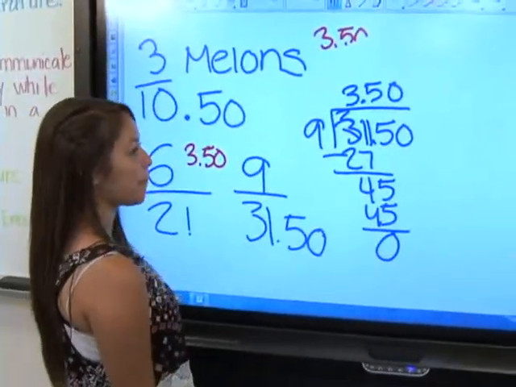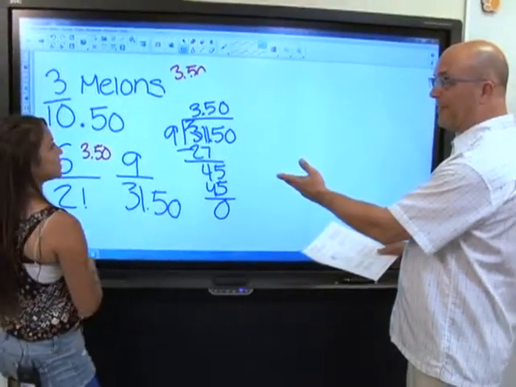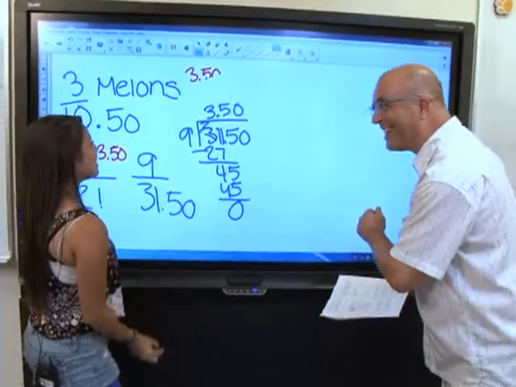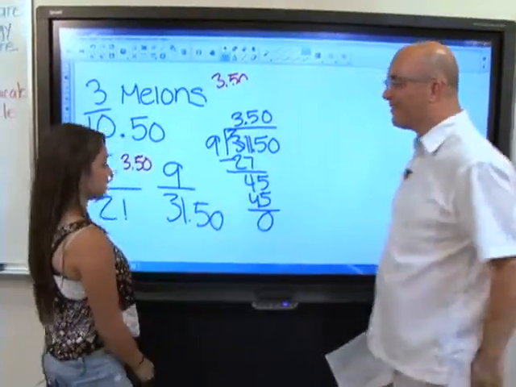So once again, what is the constant of proportionality for buying melons? The constant of proportionality is 3.50. Yunique, excellent work. Thank you.